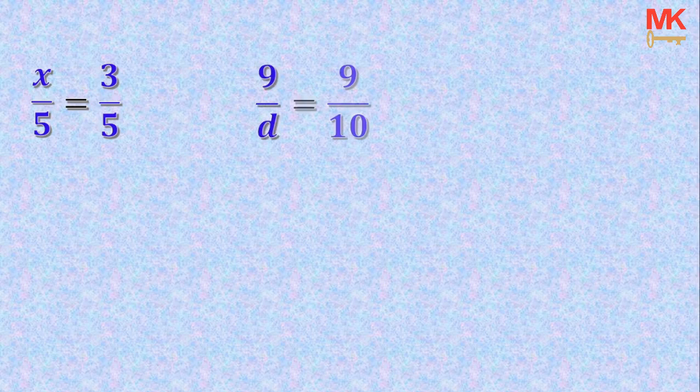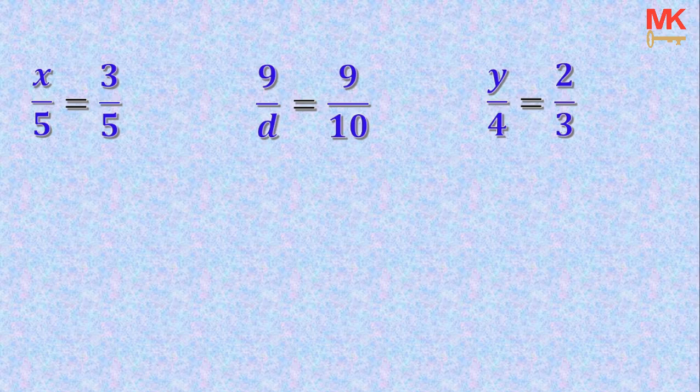Supposing we have the algebraic equations x over 5 equals 3 over 5, 9 over d equals 9 over 10, and y over 4 equals 2 over 3. How do we go about each of these equations with fractions?